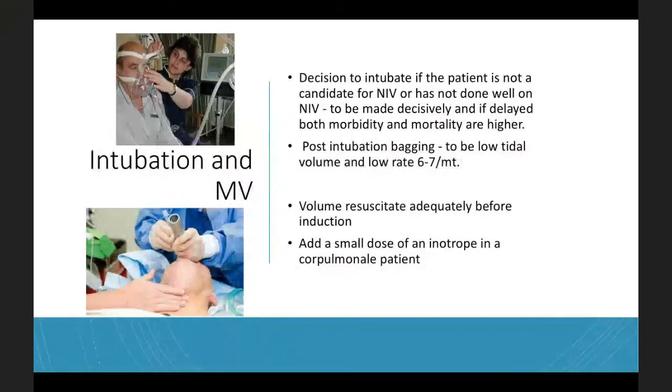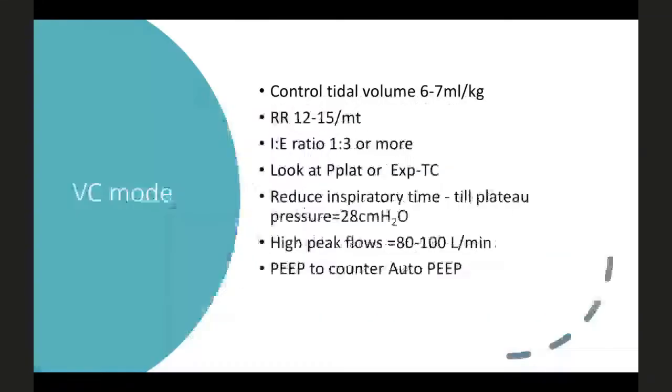You need to volume resuscitate the patient adequately before attempting induction, and probably you will need a small dose of inotrope or vasopressor in a cor pulmonale patient. If you are choosing volume control mode, the initial setting for tidal volume will be around 6 to 7 mL per kg, with the respiratory rate towards the lower range, around 12 or so, and an I:E ratio with more expiratory time.